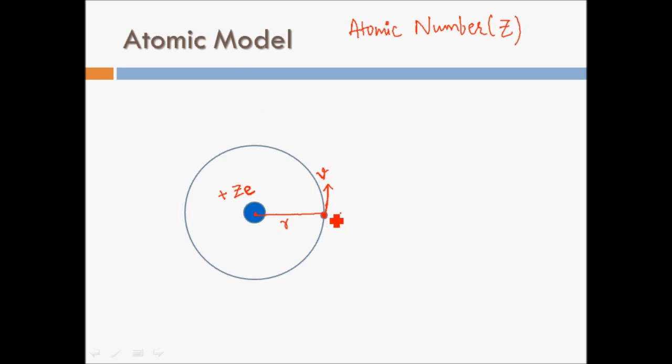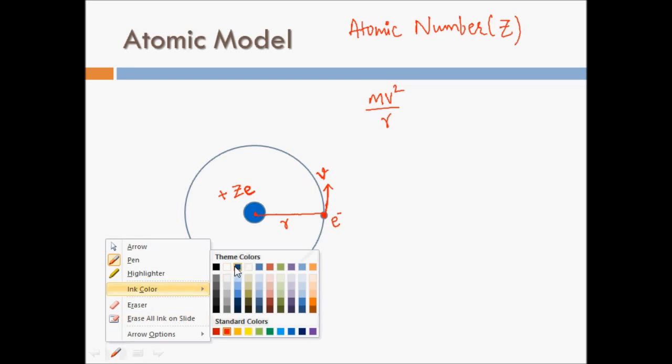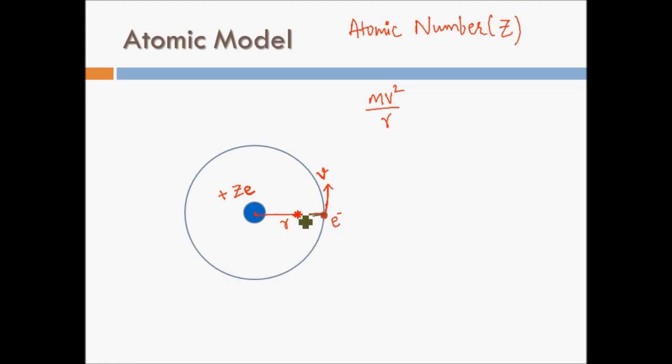We know that the electron is in circular motion. Any object in circular motion has a centripetal force acting on it. So it has a centripetal force mv square by r acting towards the center. This is the centripetal force Fc.